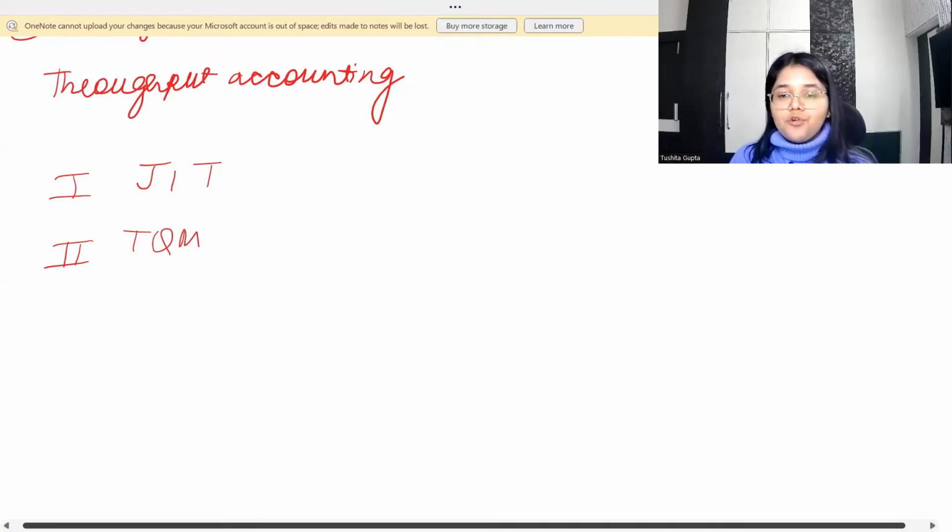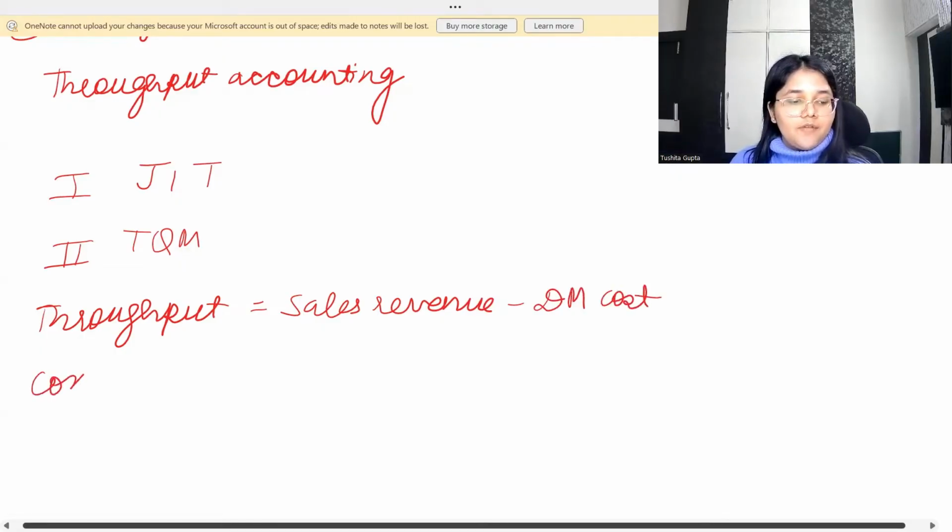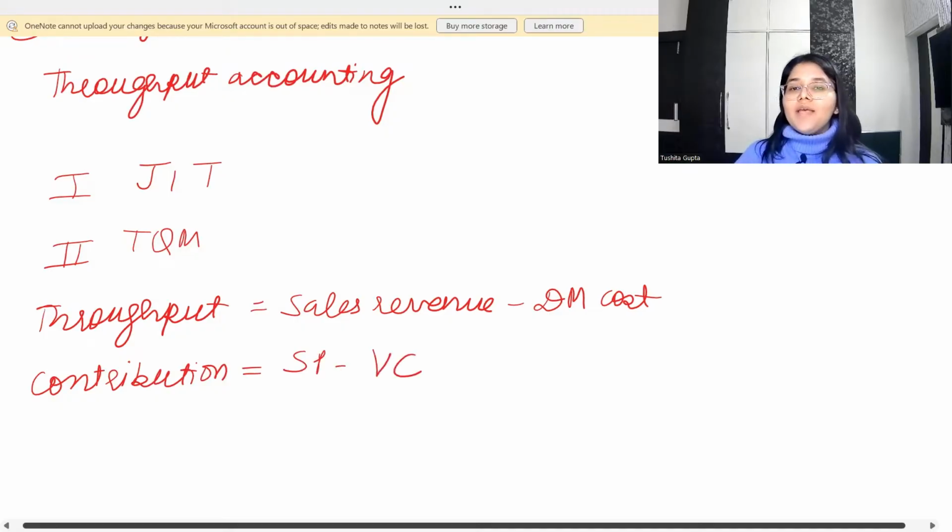Now, when it comes to throughput accounting, we also have the formula you must have studied. So let's revise that. Throughput will always be equal to your sales revenue minus just your direct material cost. So do not confuse this with contribution. Contribution and throughput will always be two different things. Contribution is nothing but your selling price minus all variable costs, whereas throughput is sales revenue minus just the cost of the direct material. So this is how we calculate throughput.